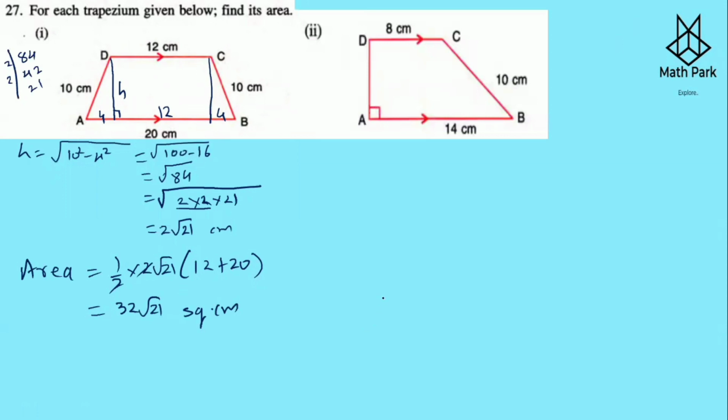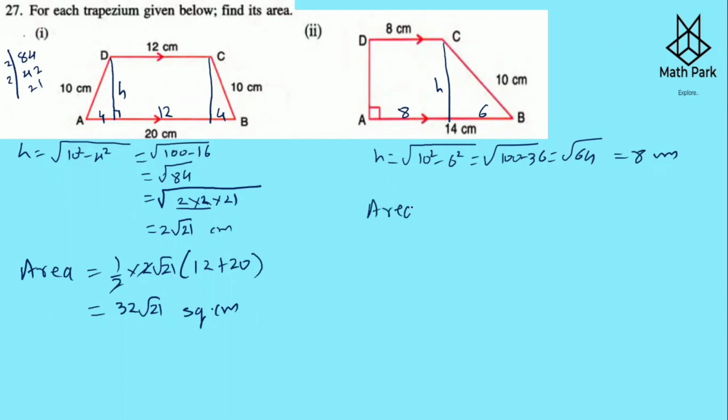Now, the next one, again we need to find the height over here. So we drop a perpendicular. This is 8. So 14 minus 8, this is 6. And let us find the h. So you get h is equal to square root of 10 square minus 6 square, which is root of 100 minus 36, that is root of 64, and that is 8 centimeter. So we got height as 8.